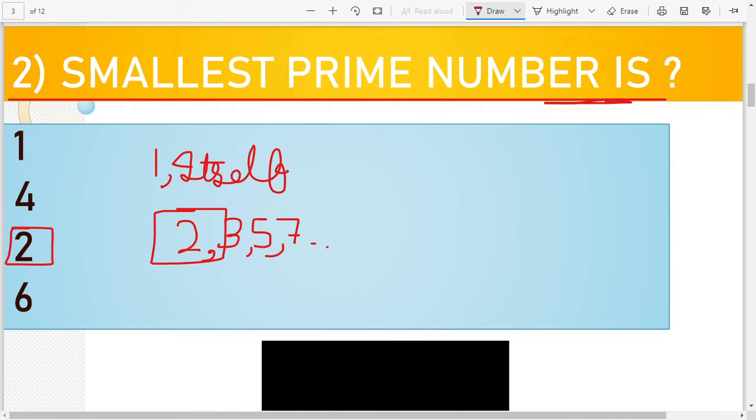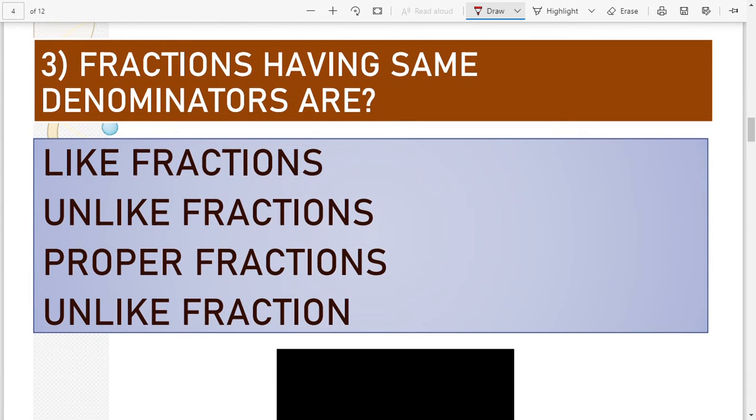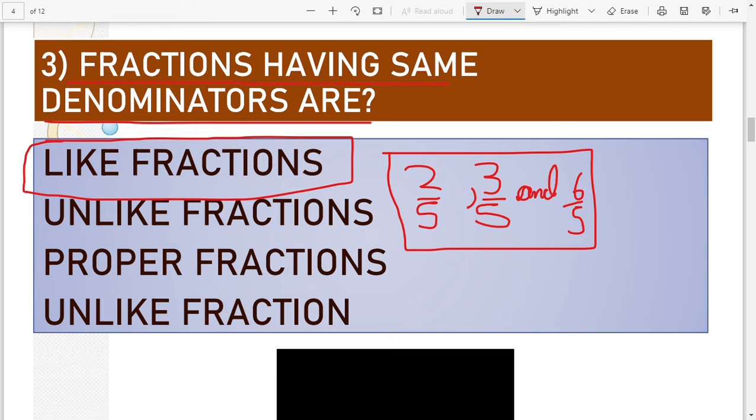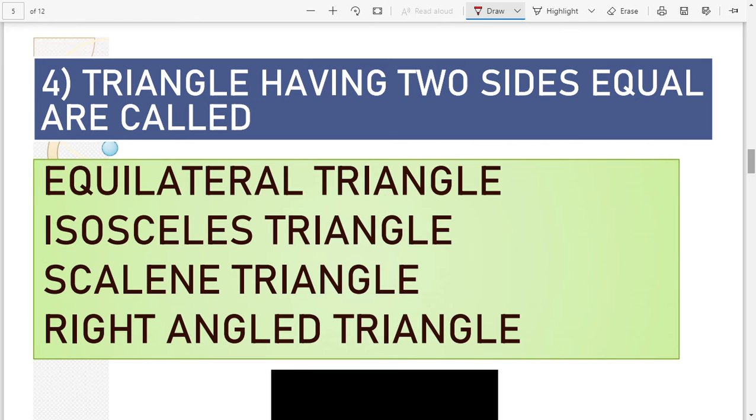Option number 3. So the third question is, the fractions having same denominators are called what? Like 2 upon 5, 3 upon 5, and 6 upon 5. So what is this group of fractions called? These groups of fractions having the same denominators are known as like fractions. So moving to the next question.